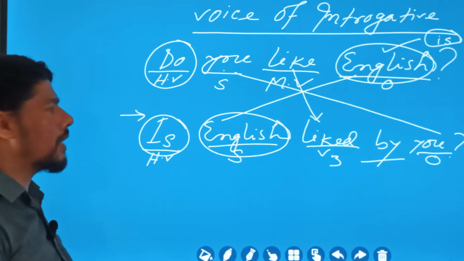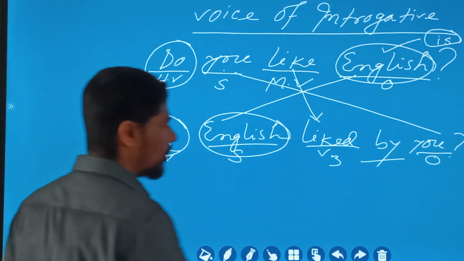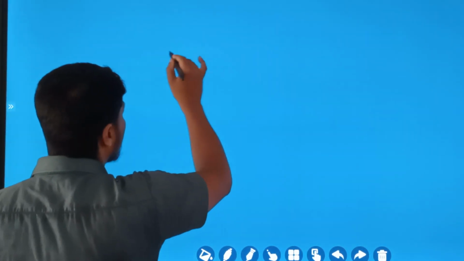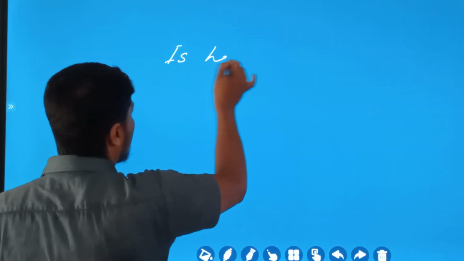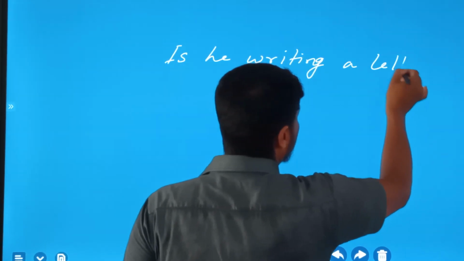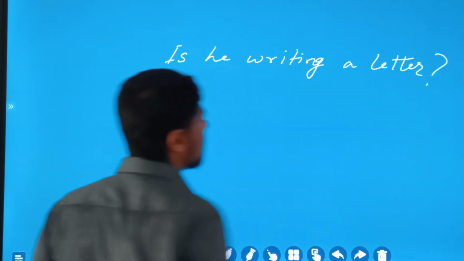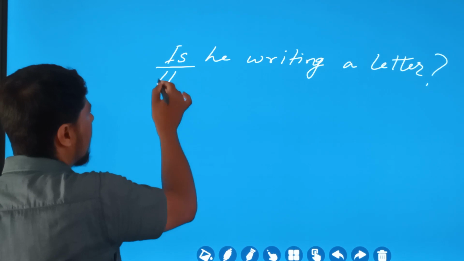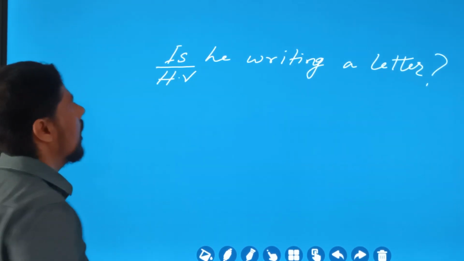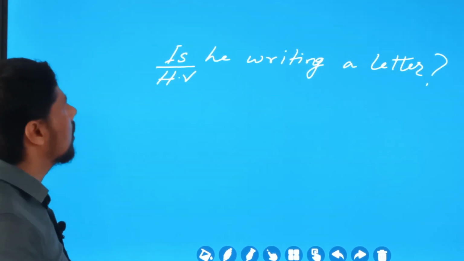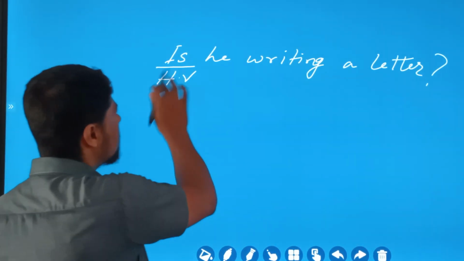So dear viewers and my dear learners, I hope you have understood the rule. Now I am going to give you another example of yes-no questions. Is he writing a letter? So this is an instance of yes-no questions. As a rule, it has begun with a helping verb, and that's why it's an example of yes-no questions. So at first we have to identify the tense.